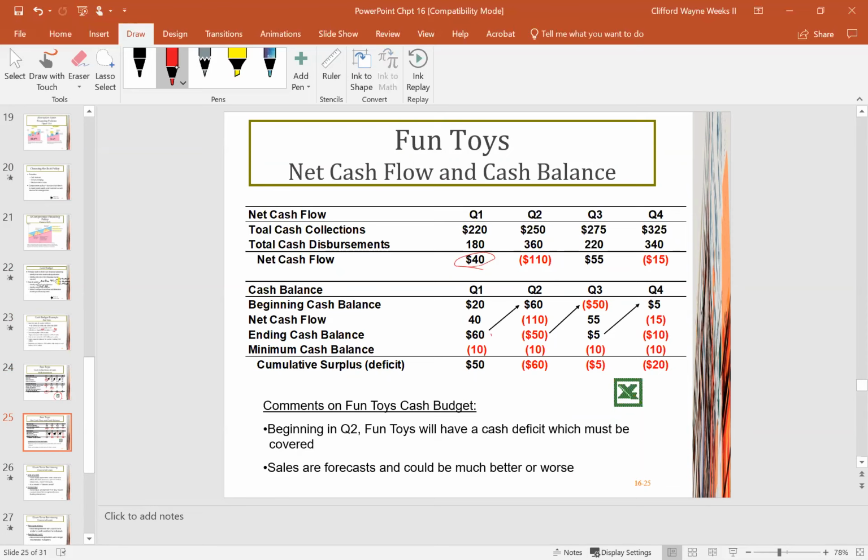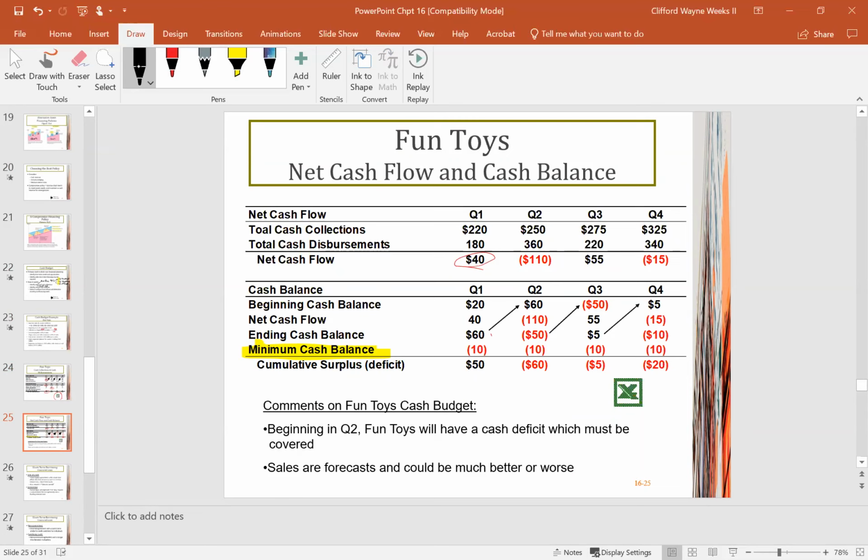However, this minimum cash balance right here can either be self-imposed or based on some sort of loan covenant. If we've borrowed money, a lot of times banks will say, we want to make sure that you have $10 million on hand at all times.